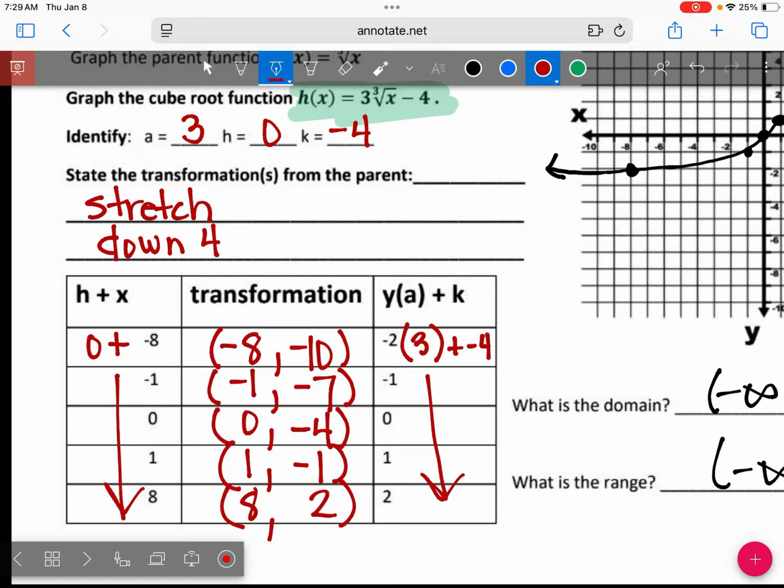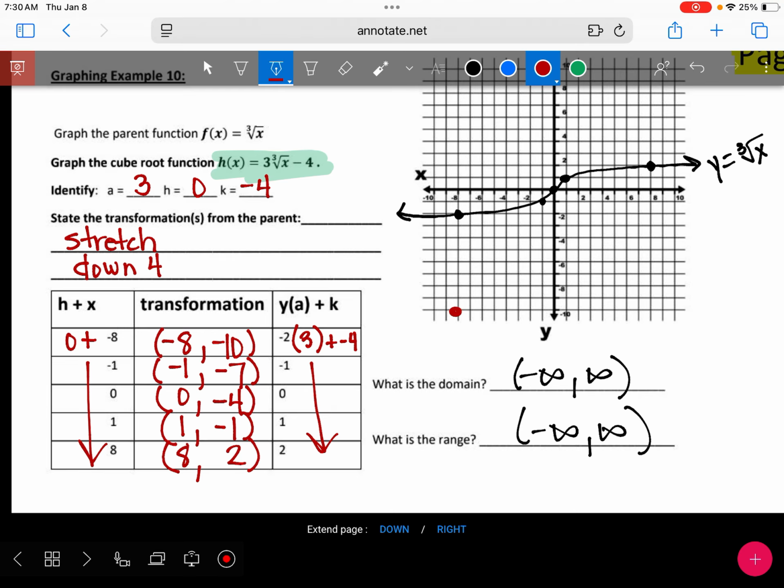All right, compare your answers with what I got. Did you get -10, -7, -4, -1, and +2? All right, let's graph it. So I'm going to put a point at -8, -10. So that's going to be way down here. Then -1 is stretched all the way down to -7. And then 0, -4, 1, -1, 8, +2.